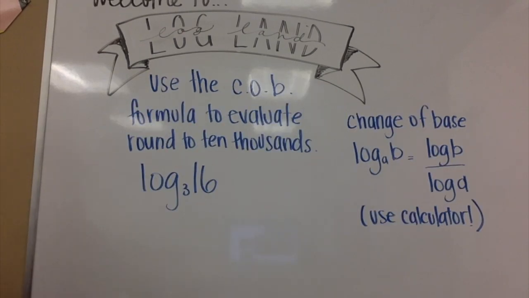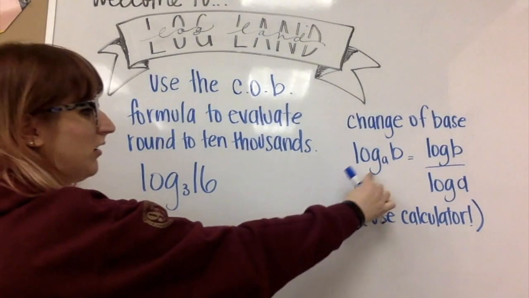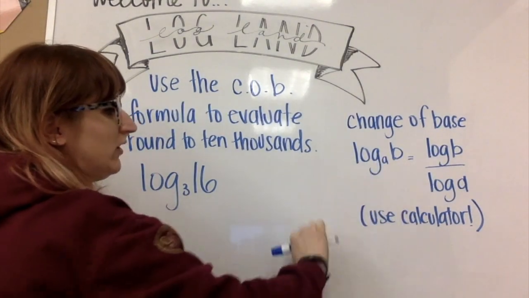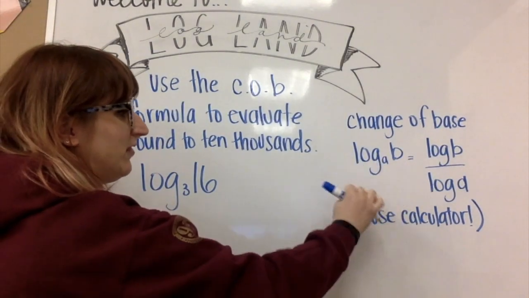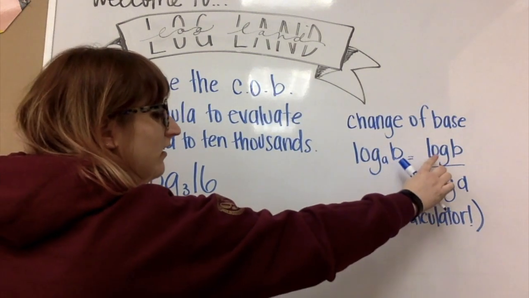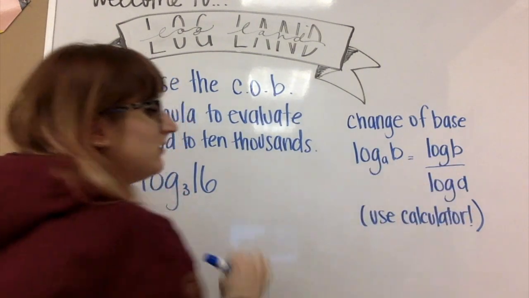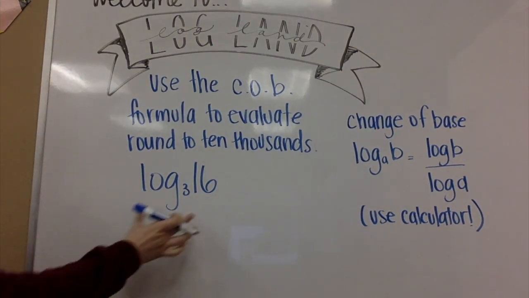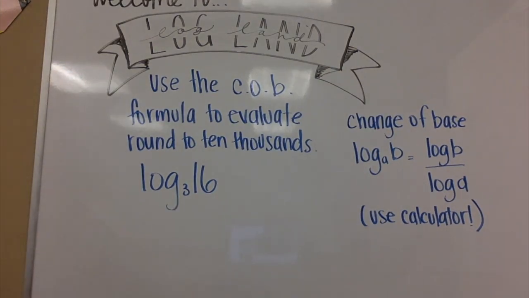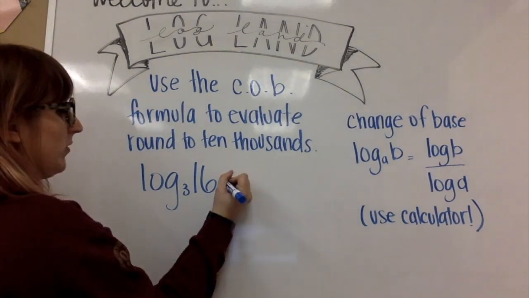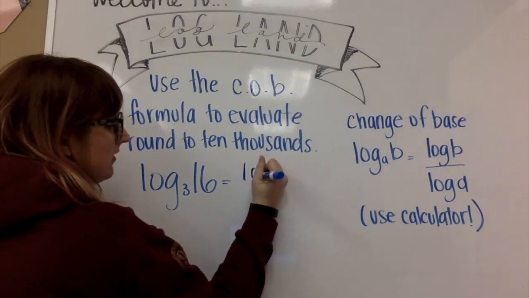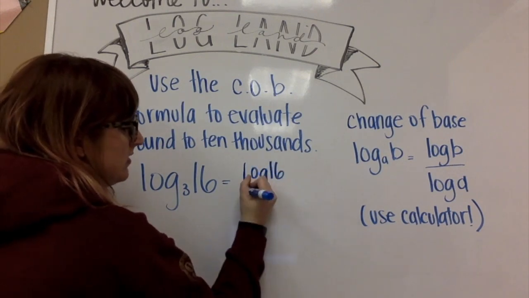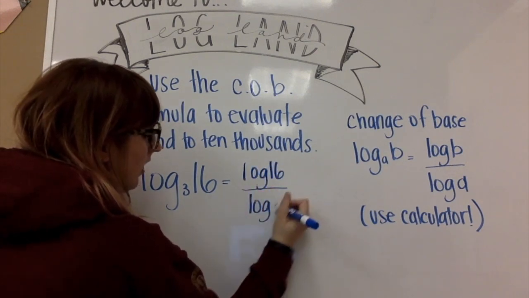Next, we're going to be using the change of base formula. So if we have log base a of b, we know we can figure out what this is if we take log b and divide it by log a. And you're going to want to use your calculator for this one. So to use the change of base formula for log base 3 of 16, I'm going to rewrite it as log 16 divided by log 3.